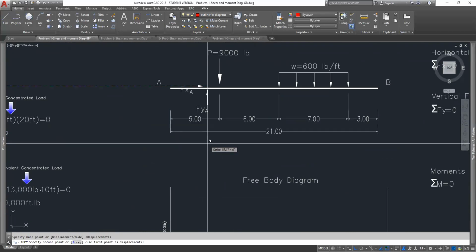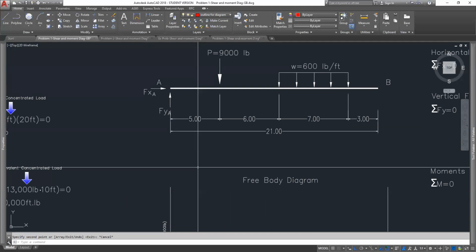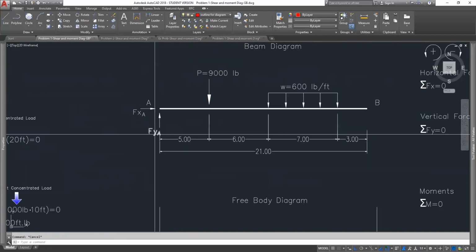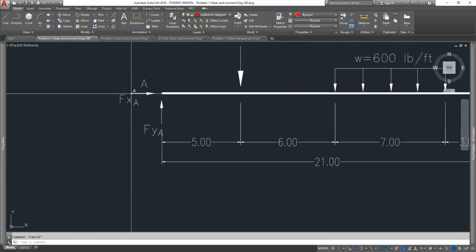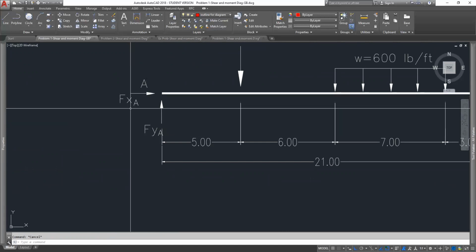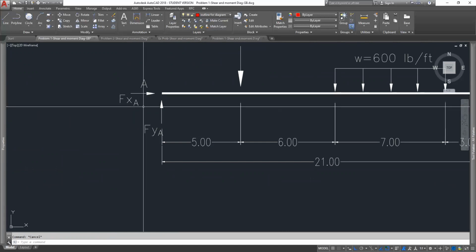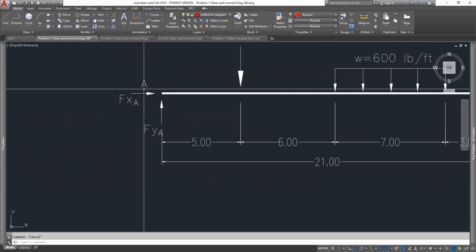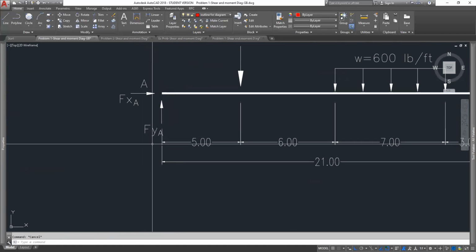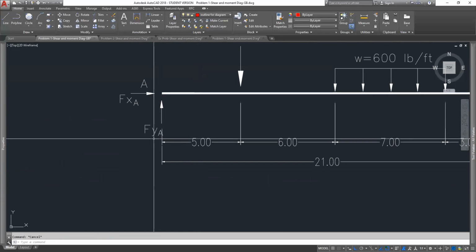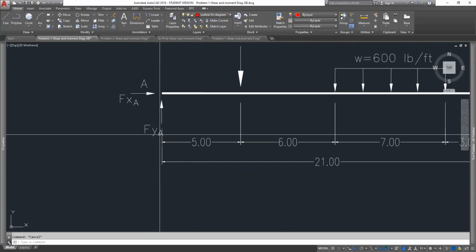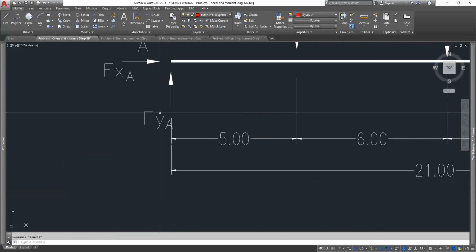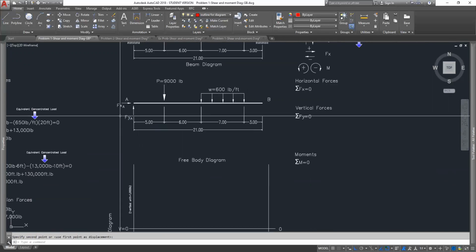I'm going to copy them to my free body diagram. And there we see that the pin connection has a force horizontally of X at the position A, which is the support area. It also has a potential force vertically, which is counteracting the downward forces, Fy, at location A. And that's typically how you would indicate those two.